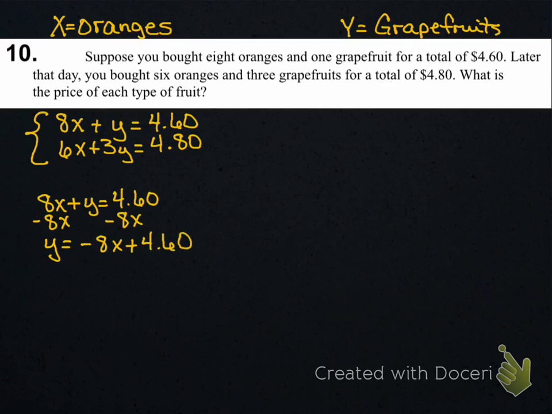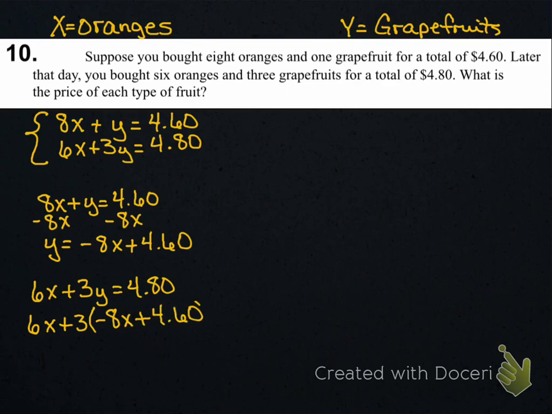Okay, I'm going to substitute that in for y. So I have 6x plus 3y is 4.80, and I'm going to substitute in for y. So 6x plus 3 times negative 8x plus 4.60 equals 4.80. So 6x, 3 times negative 8 is negative 24x. 3 times 4.6 is 13.8.